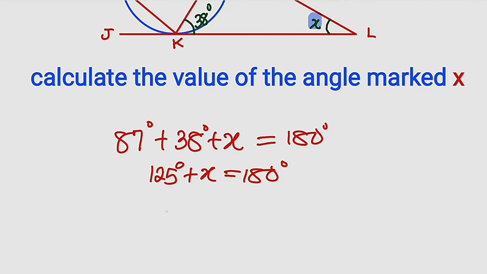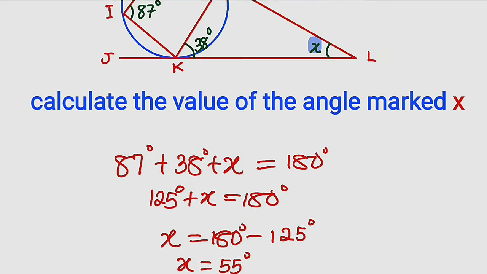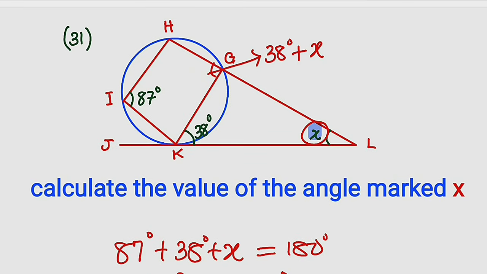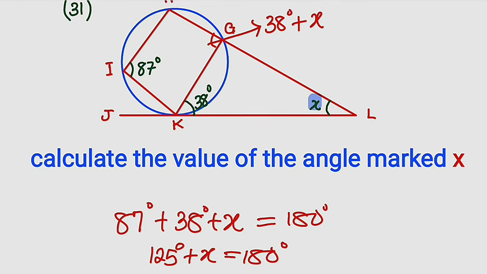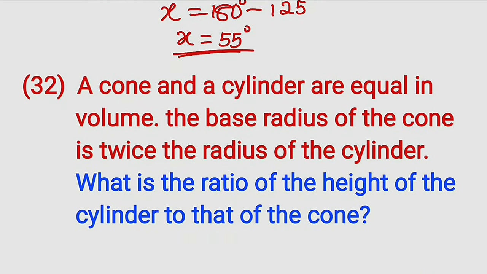Remember, we are looking for x. Therefore, x equals 180 degrees minus 125 degrees. If you subtract, you're going to get 55 degrees. And hence, the angle marked x right here is going to be 55 degrees. Now let us move on to question number 32, which is a word problem question.